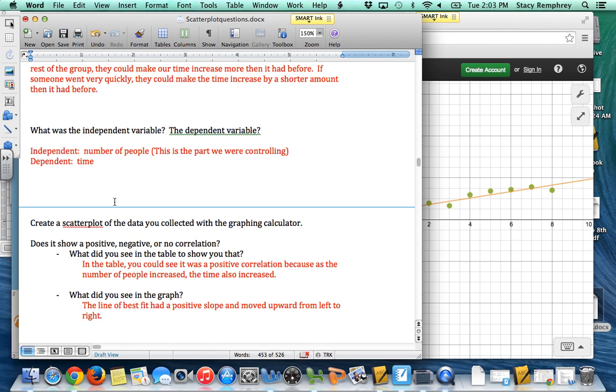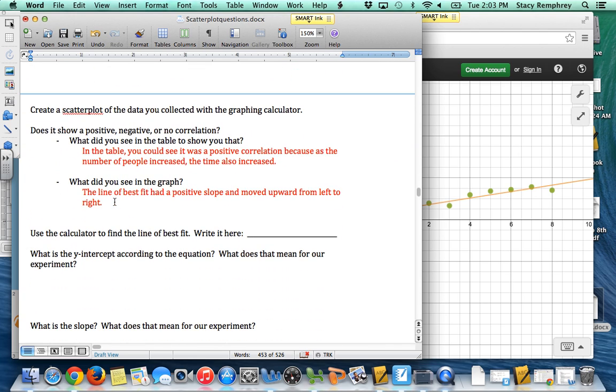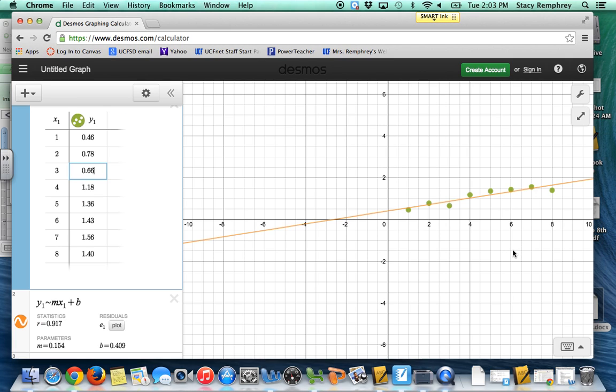The independent variable and the dependent variable: the independent is what you're controlling. You guys were controlling the number of people. You kept adding people. The dependent was the time. The time depended on the number of people. So then we created a scatter plot. We used Desmos because we had the Chromebooks in class, but you could use Excel as well. When again I show this in Desmos, you should see that this is a positive correlation. Okay, it's moving up. I would say this is a strong positive correlation because all of these points are very close to the line.